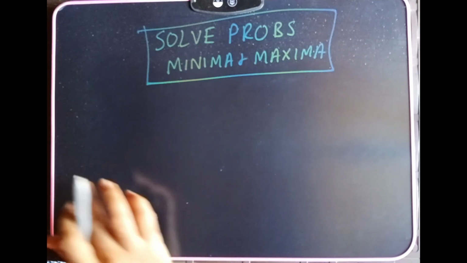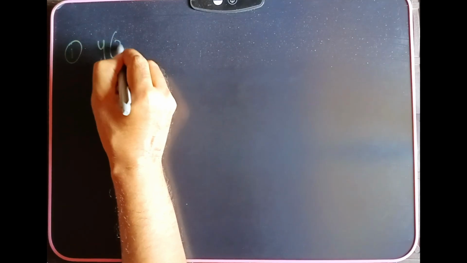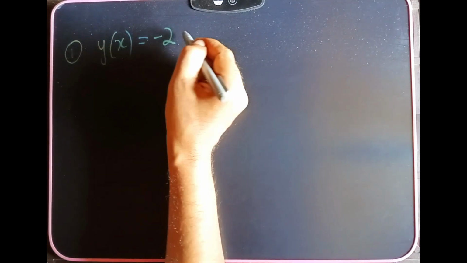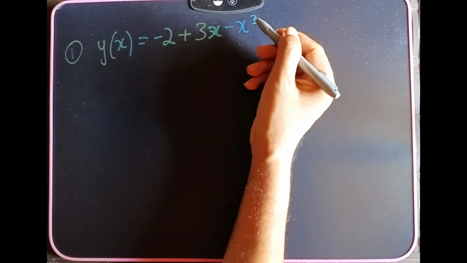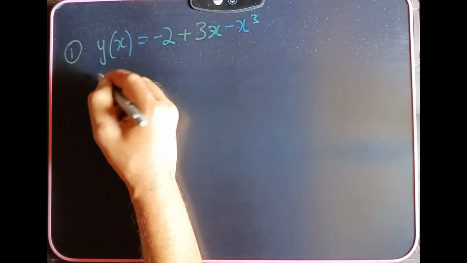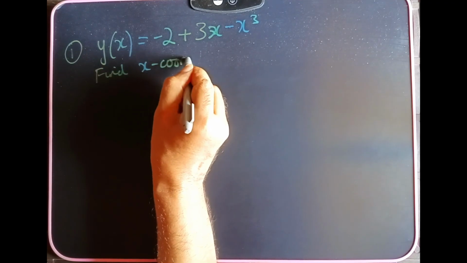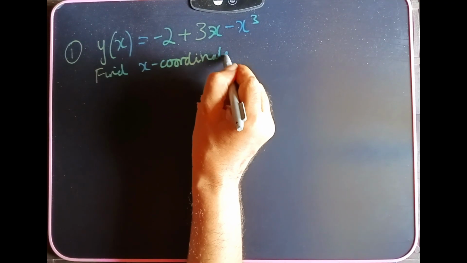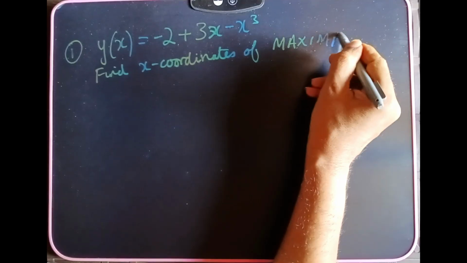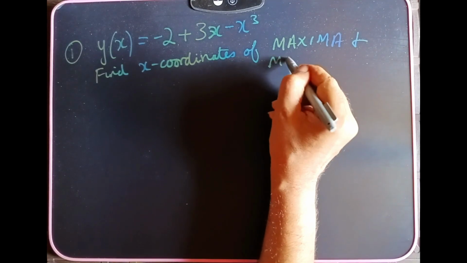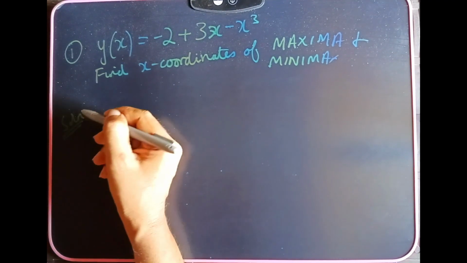Okay. So let us take the problem. The first problem. The function is given as minus 2 plus 3x minus x cube. Find the x coordinates of maxima and minima. Try to solve it yourself first. Pause it and try to solve it.